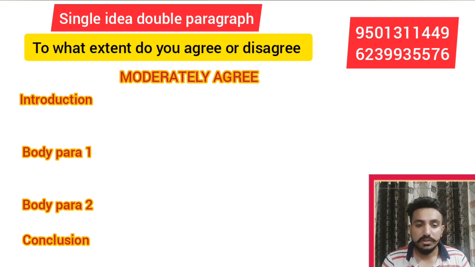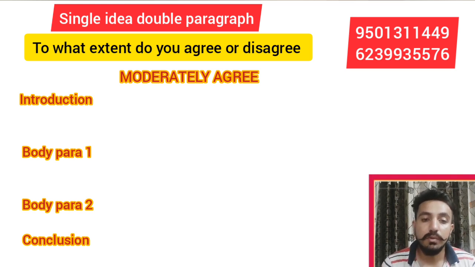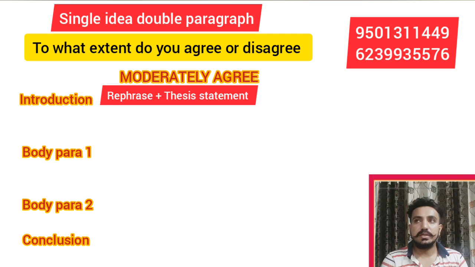Okay, so first of all, what is moderately agree? What is the structure you have to follow if you are going moderately? I think you must have heard of 70-30%, right? So there is one statement: yes, education must be free for students. To what extent do you agree or disagree?